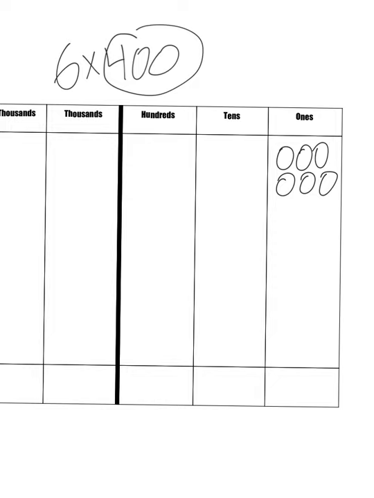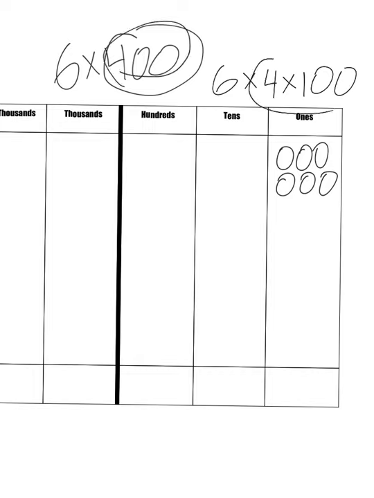And then I need to figure out what I'm going to break this 400 into so that I have a 100 that I can work with. So what I'm going to do is change that 400 to 4 times 100. So instead of working with a 400, now I have a 4 and a 100 that I can work with. So just like with the other problem, what I'll do first is multiply 6 times 4, leaving just the 100 to deal with.